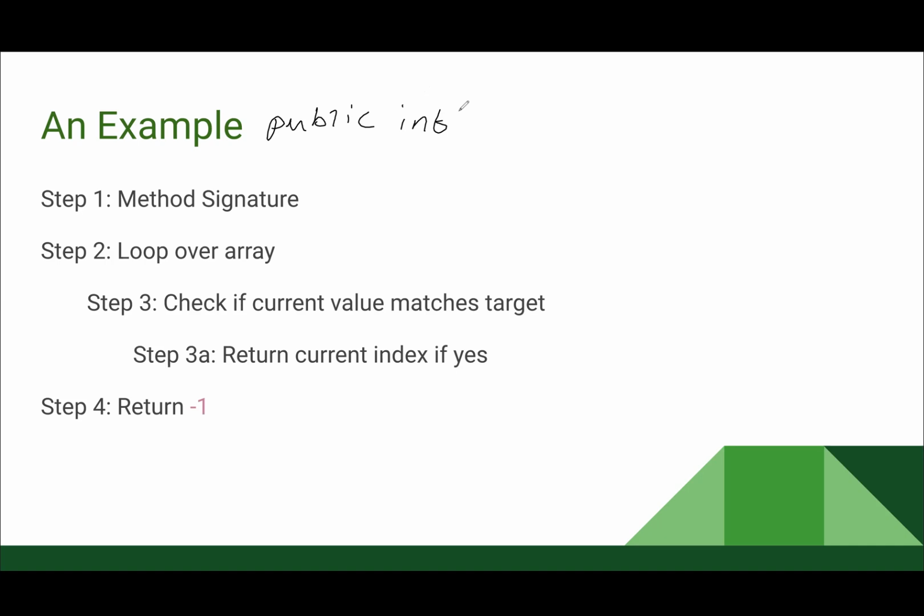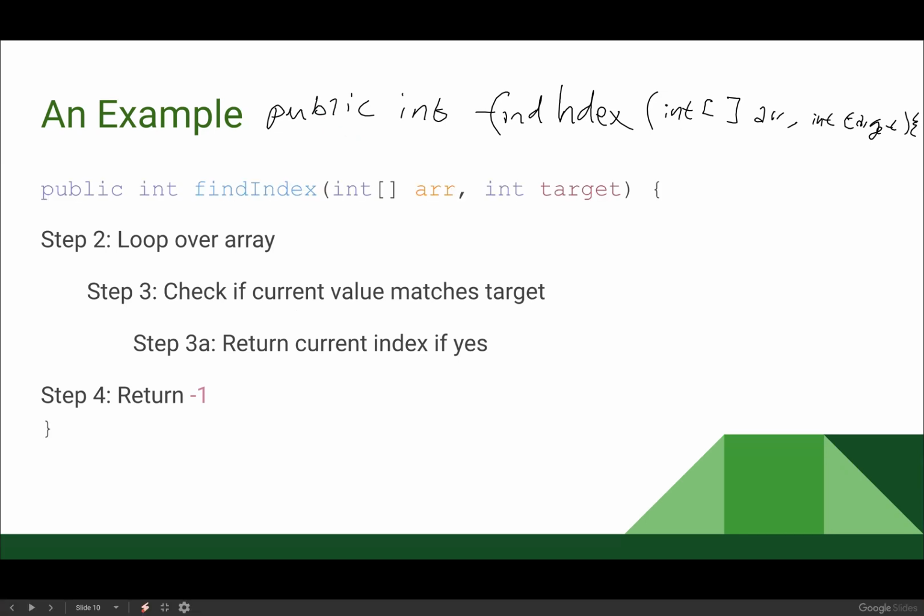Let's just call this findIndex or something. And we are going to take two parameters. Our first parameter is an int array called r, and our second parameter is an int called target. Boom. So we have our signature created.